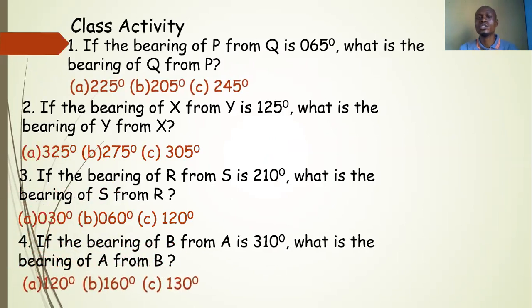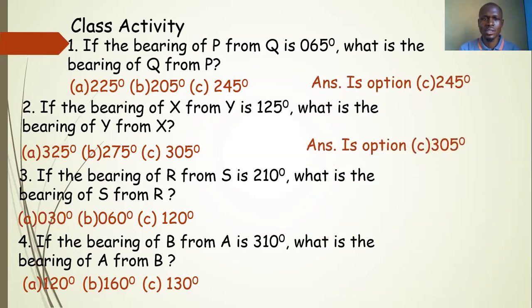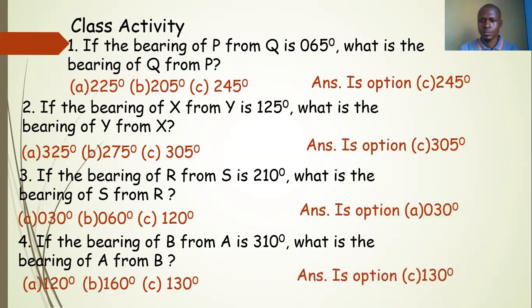Now let's see this activity again. Okay, quickly do this, under 2 minutes. Once you are done with that, you pause and look at the answer. The answer to the first one is 245. To the second one is option C, 305. Third, you have 30 degrees. The fourth, you have 130 degrees.